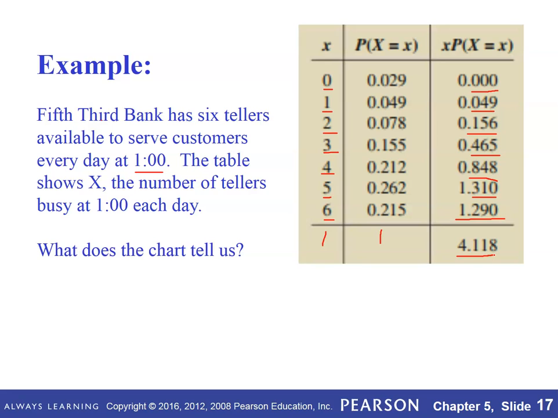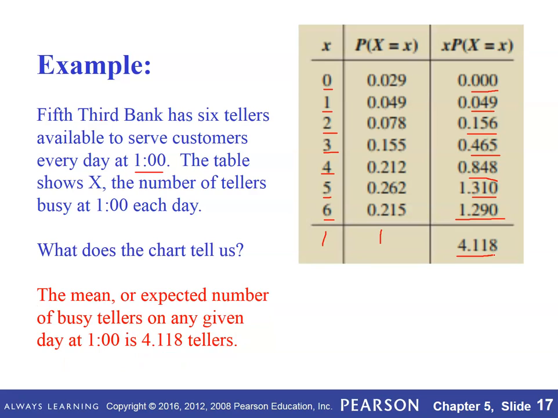Well, what does that tell us? What that tells us is that the mean, or the expected number of busy tellers on any given day at 1 o'clock is 4.118 tellers. Doesn't mean that every day there's going to be 4.118 tellers. It doesn't even really make sense about the 0.118. It's just the average. It's a little bit more than 4 tellers are busy at that time of the day every day. That's what the average here means.